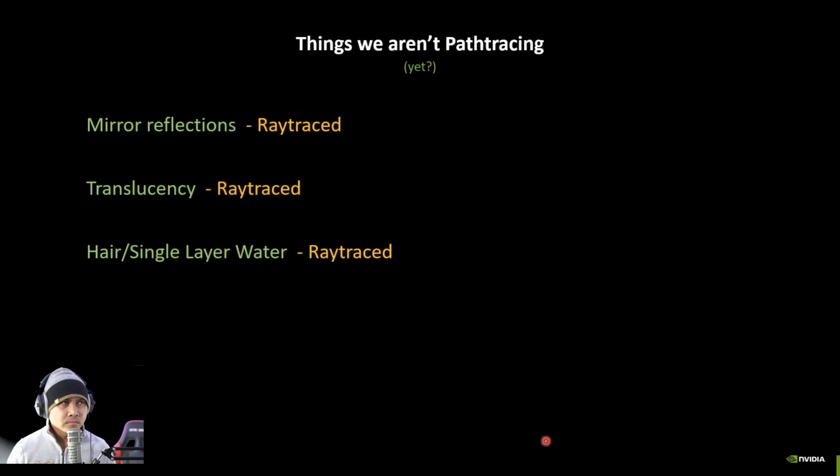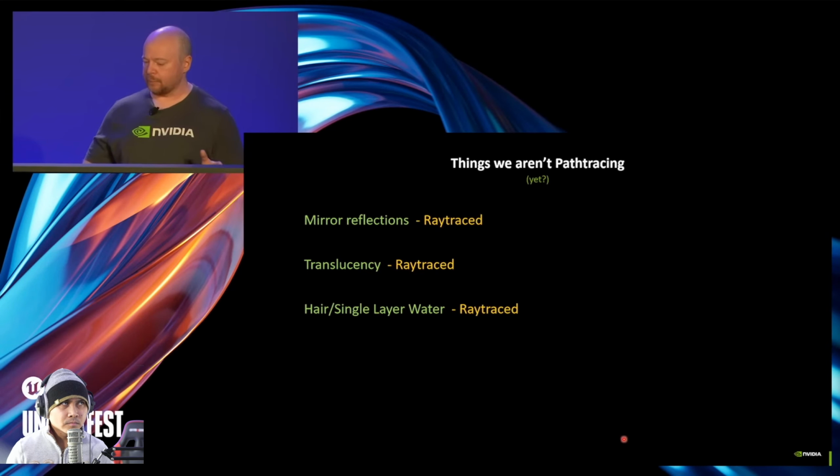Hair and single layer water, they're still being ray traced. We don't lose compatibility with anything. I'll point that out, it's kind of an important detail. So things can be rasterized or ray traced, and they'll still show up. It's just that we're not yet path tracing them. And hair and single layer water are interesting because as material types and custom object types, they go through their own custom rendering paths. So at the moment, it doesn't make sense to path trace them, although we'll see how that goes.